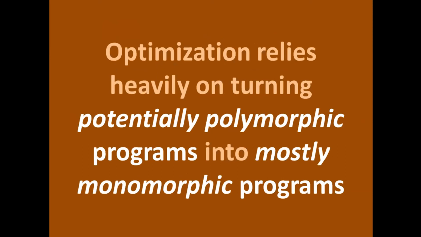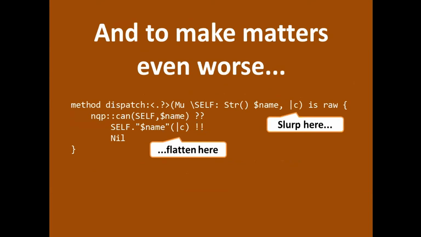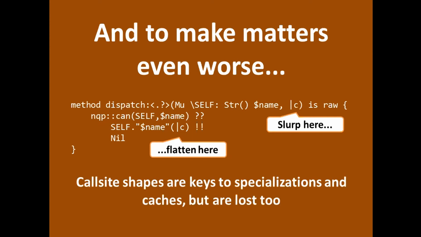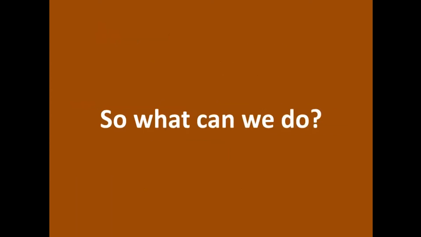So really, optimization is very heavily reliant on turning potentially polymorphic programs into mostly monomorphic programs. Now, of course, there's an even worse thing here, which is that we slurp all of the things there, we flatten them there. That's also pretty slow. So yeah, this is a lost opportunity as well. Actually, in current Rakudo, if you call something with flattening arguments, a whole bunch of caching of dispatch lookups and things don't really work out, and you lose a bunch of performance on that too. So there's so many reasons why that's bad.